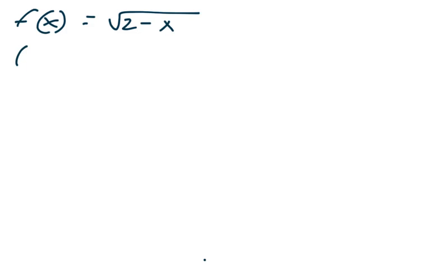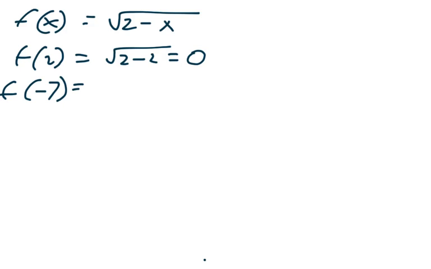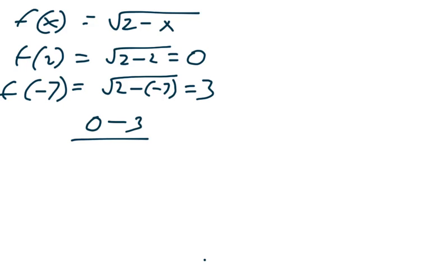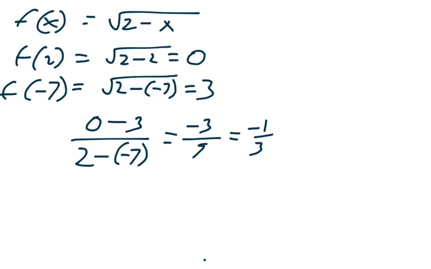For this next problem, I'm going to plug in 2, and I get 0, and I plug in -7, and I get the answer of 3. So 0 minus 3 equals 2 minus -7, which equals -3 over 9, or -1/3.